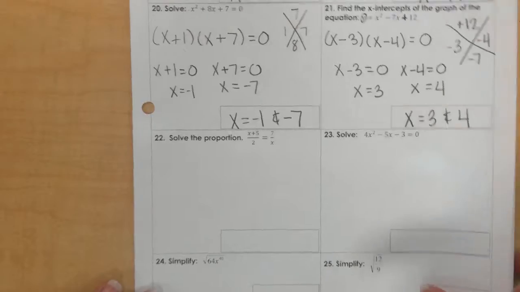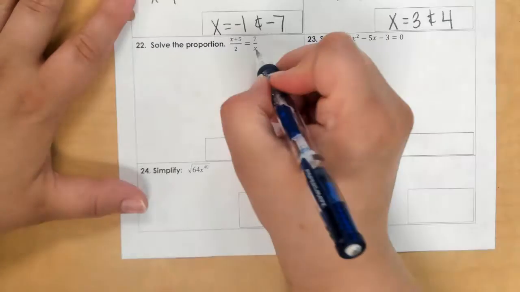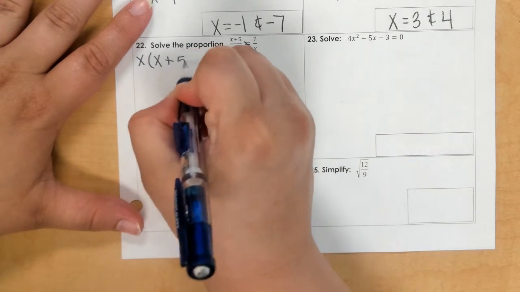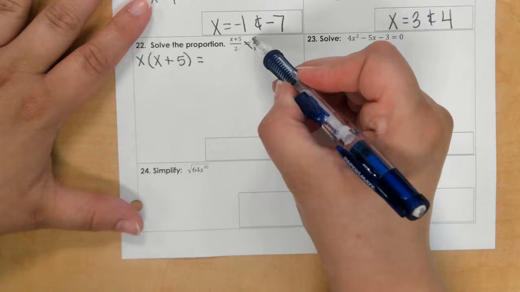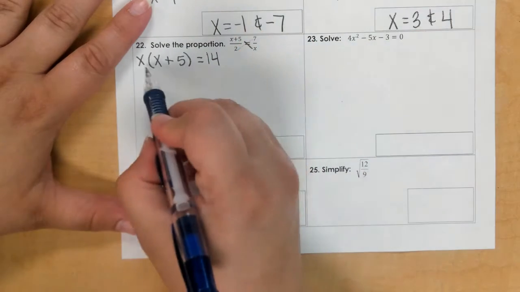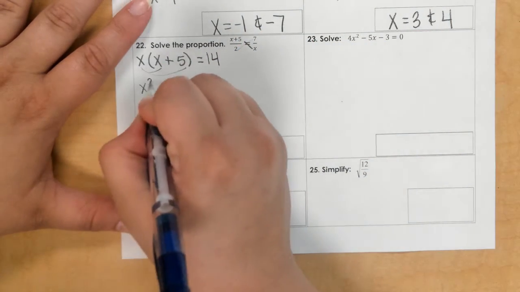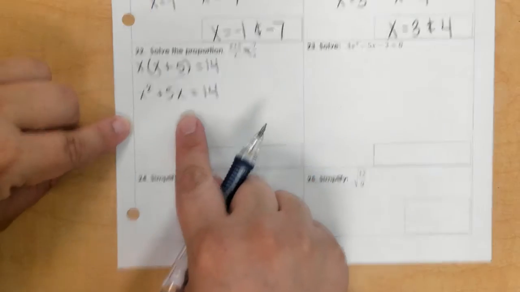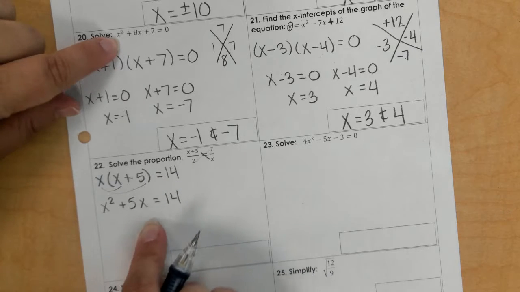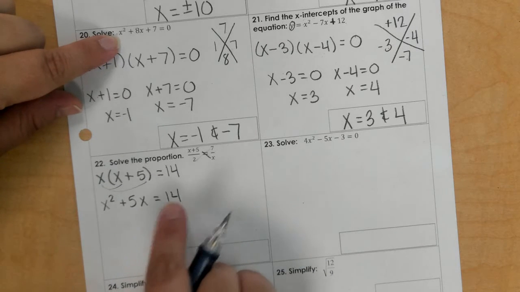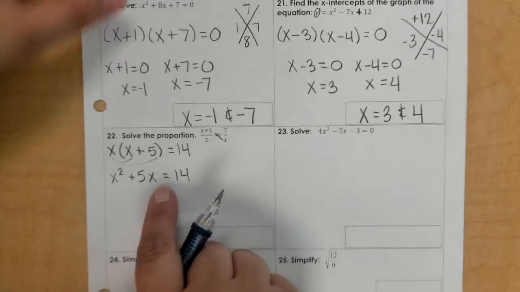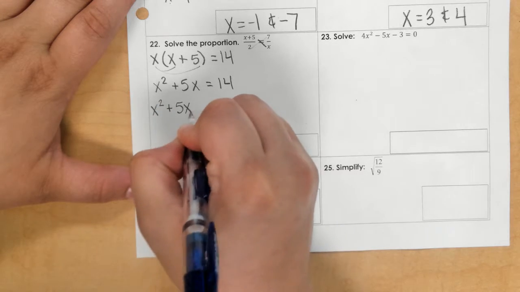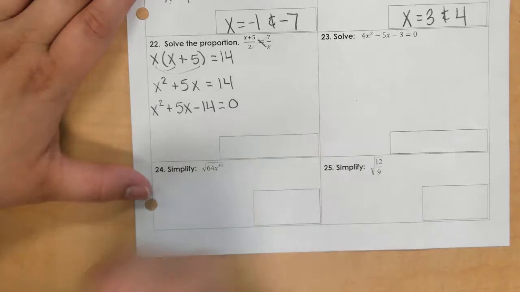Okay. In number 22, we have to do cross products. So we're going to say x times x plus 5 equals 2 times 7. Then we will distribute. Okay, it's very close to being in this form right here, but we need to have a 0 right here. So we're going to move the 14 to the other side, and if we do that, we make it negative. And then that gives us the equal 0.